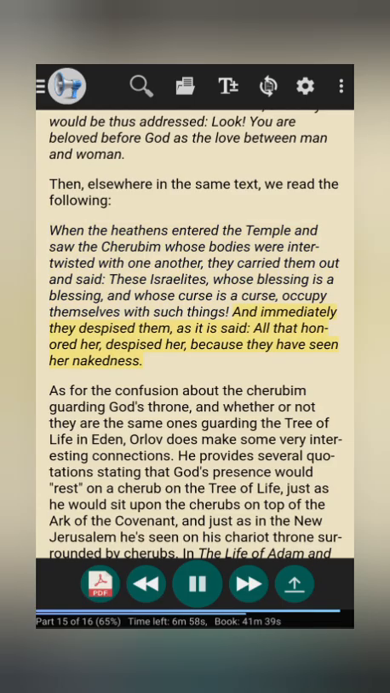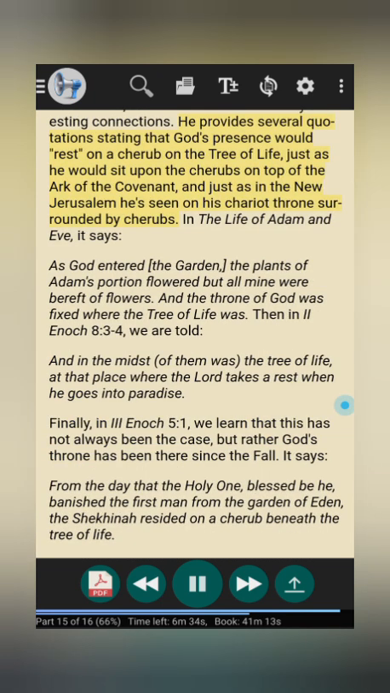And immediately they despised them, as it is said, "All that honored her despised her, because they have seen her nakedness." As for the confusion about the cherubim guarding God's throne, and whether or not they are the same ones guarding the tree of life in Eden, Orlov does make some very interesting connections. He provides several quotations stating that God's presence would rest on a cherub on the tree of life, just as he would sit upon the cherubs on top of the Ark of the Covenant, and just as in the New Jerusalem he's seen on his chariot throne surrounded by cherubs.